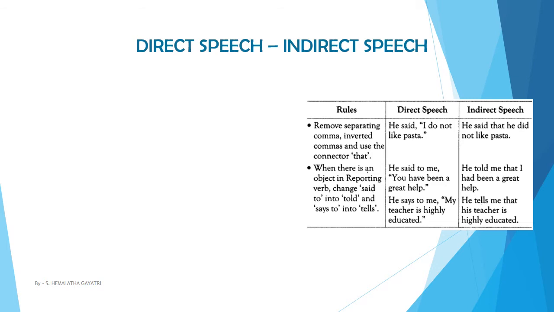Then next one. He says to me, my teacher is highly educated. Says will change to tells. Let us note that. He tells me that his teacher is highly educated, and we are not changing the tense here. Why? Because it is happening exactly right now. It need not be past, it will be the same. So kindly note this, and let's also throw some focus on some more examples.